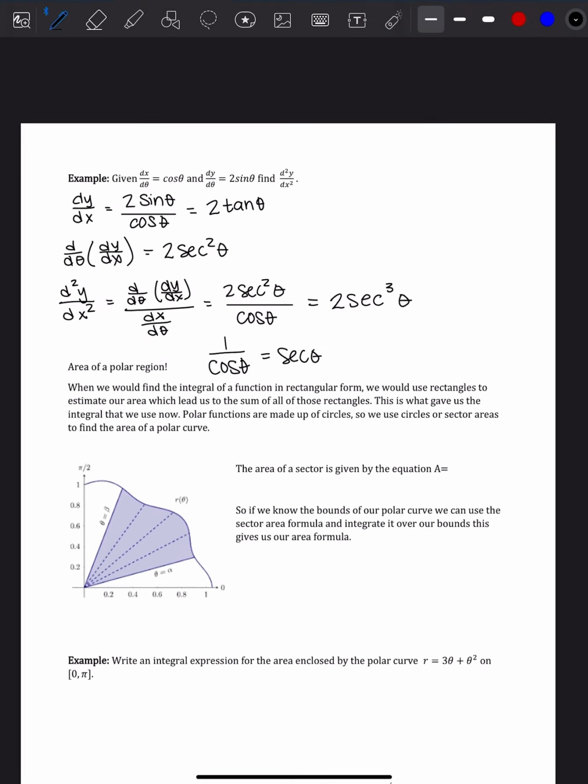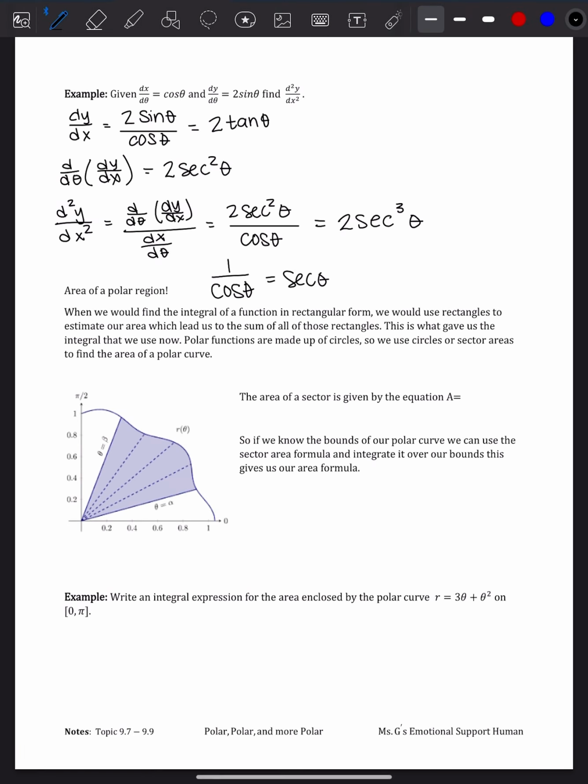So derivatives, if you can do parametrics, then polar isn't too bad. The big difference is that we're working with theta, so a lot of times the unit circle is going to be involved, which makes it a little bit harder for people if they don't know their unit circle values.